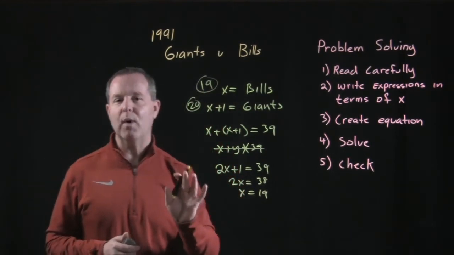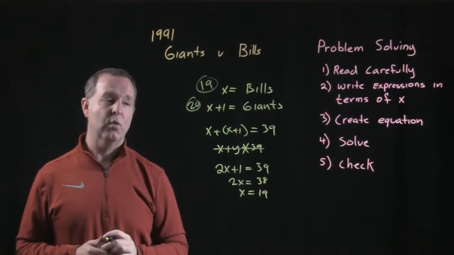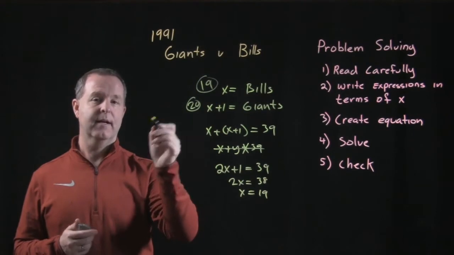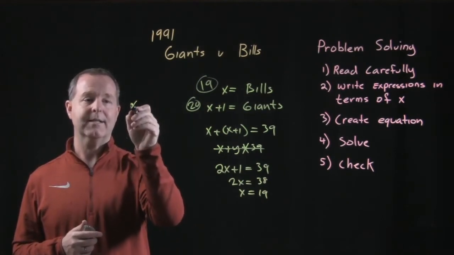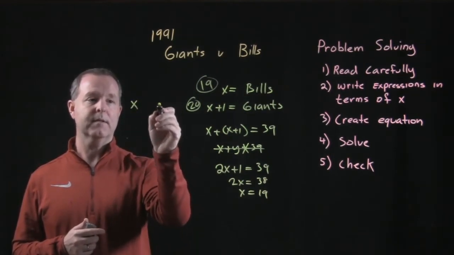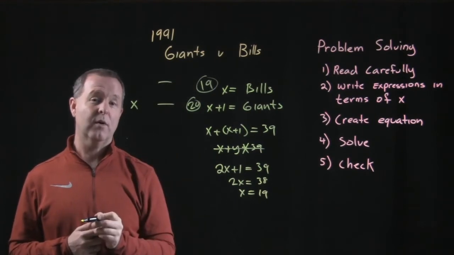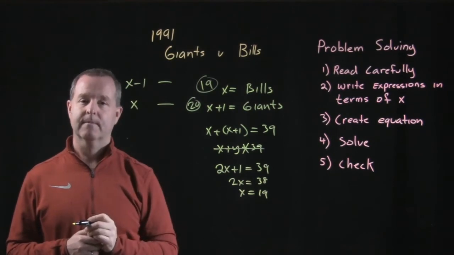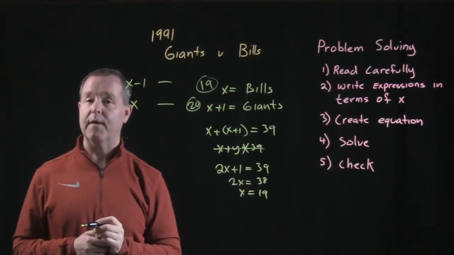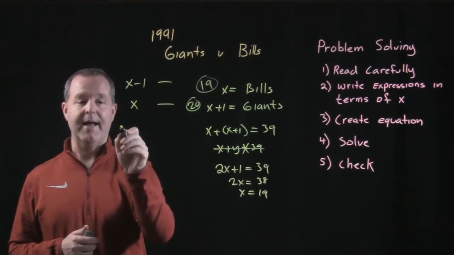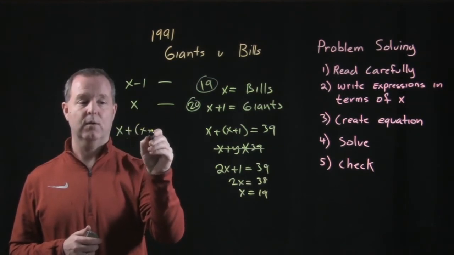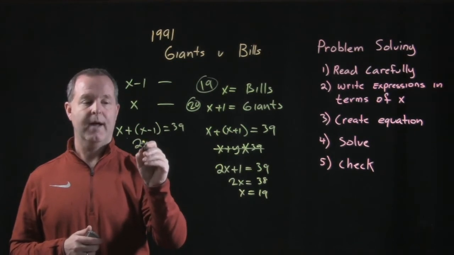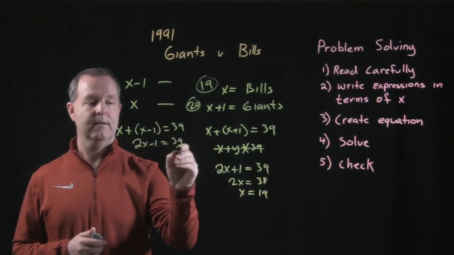Now that's not the only way we could have set up the problem. We could have set up the problem from the Giants' perspective. So the Giants, how many points did they score? Let's say they scored x amount. And then the Bills, well, they scored one less than them. And so there would have been another way to go ahead and create that equation as well. Then we would have had x plus x minus 1 equals 39. 2x minus 1 equals 39.